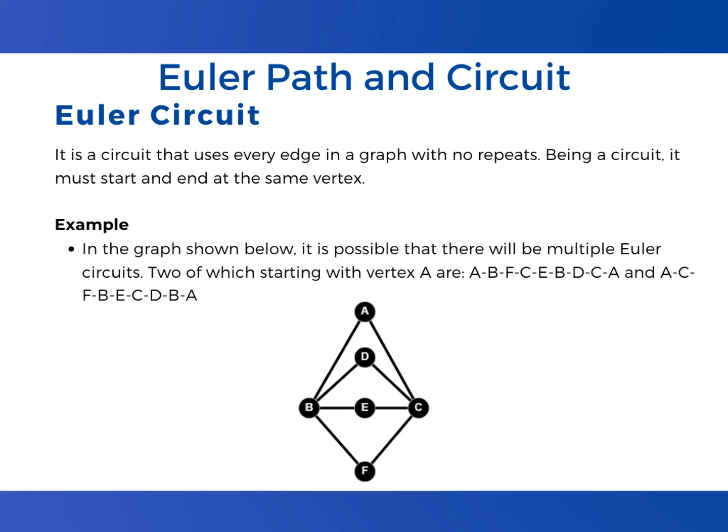Same concept applies to Euler circuit. Euler circuit uses every edge in a graph without repeating a single edge. The only difference is that it must start and end at the same vertex since it is a circuit. In our example graph, we do trial and error to find an Euler circuit. There could be multiple Euler circuits as well, two of which starting with the vertex A are these.